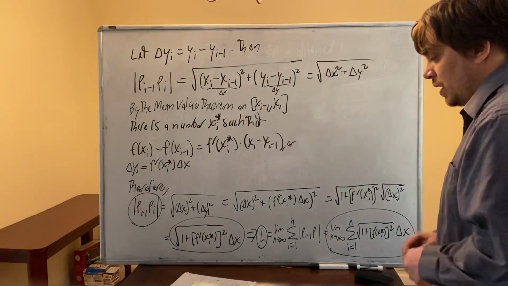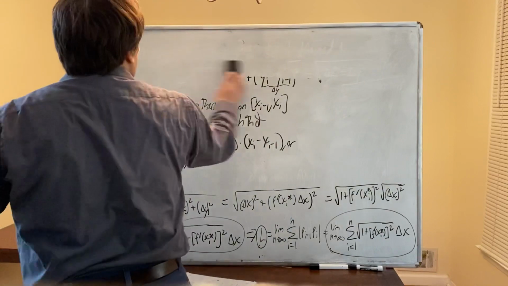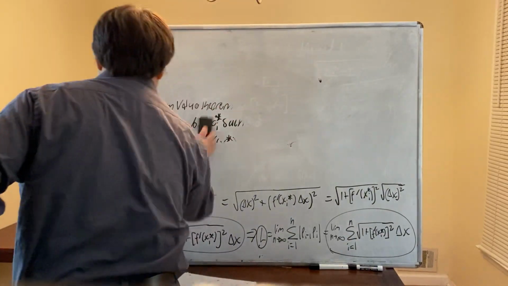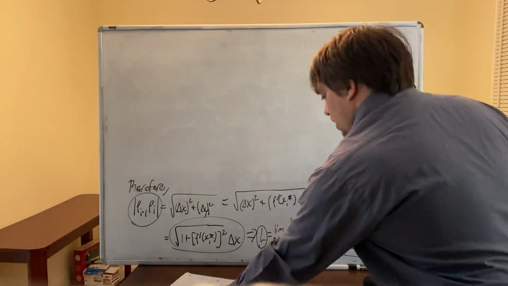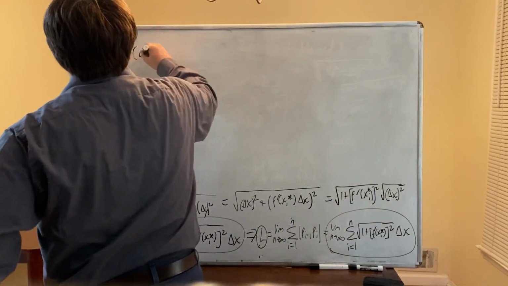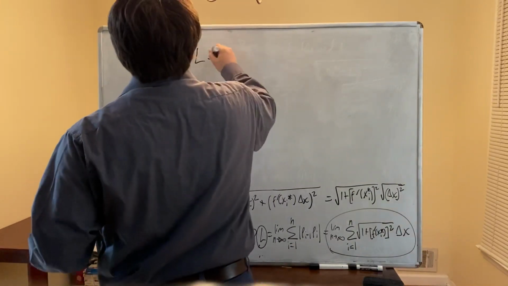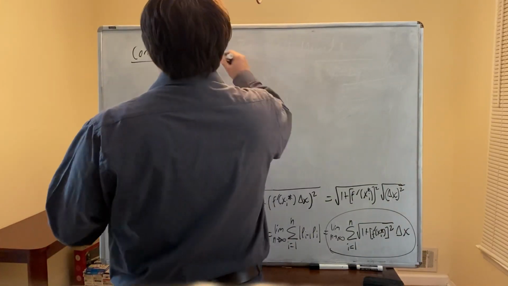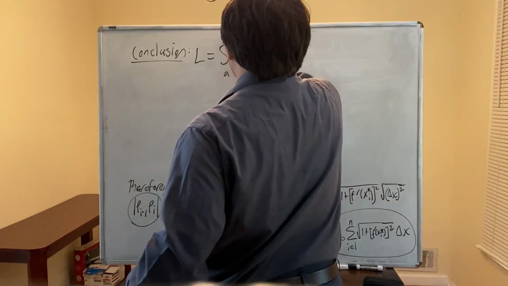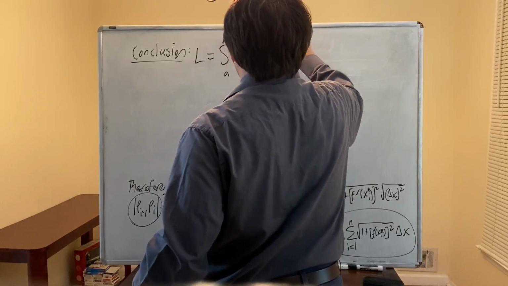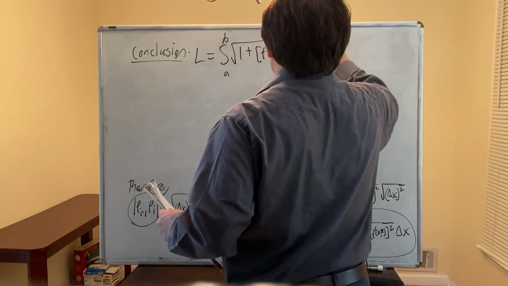Okay, and so from that, I'm going to erase this here and this, erase everything up here. And so from knowing that capital L is equal to that limit, our conclusion, knowing the definition of the definite integral, the conclusion is that the actual length is equal to the definite integral from a to b of the square root of 1 plus f prime of x squared dx.